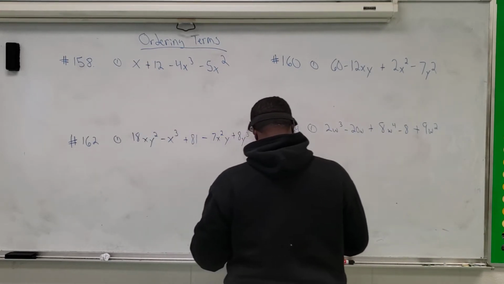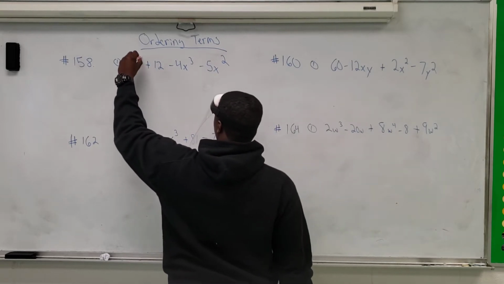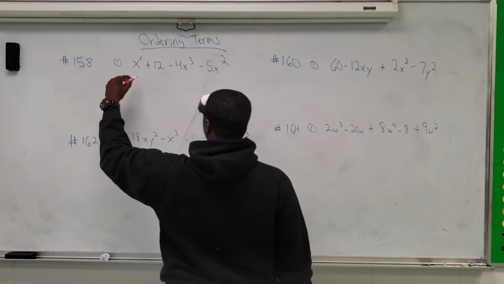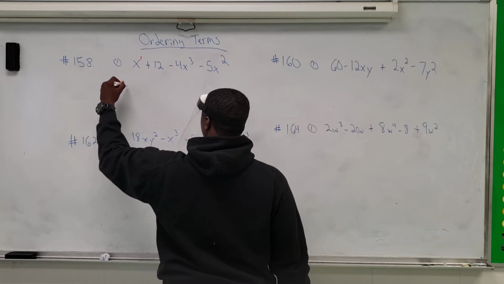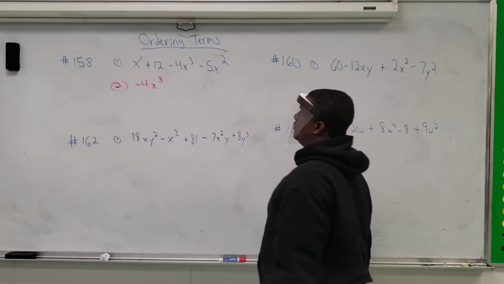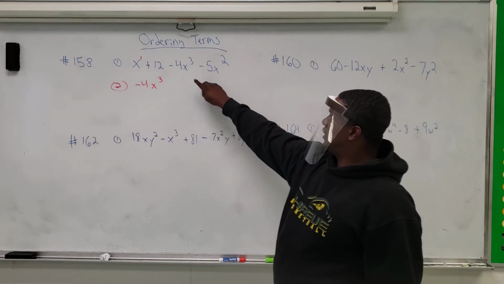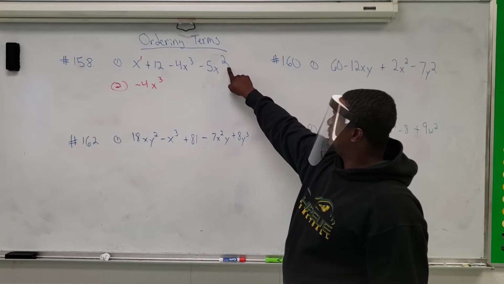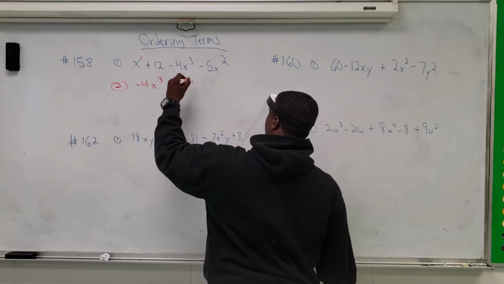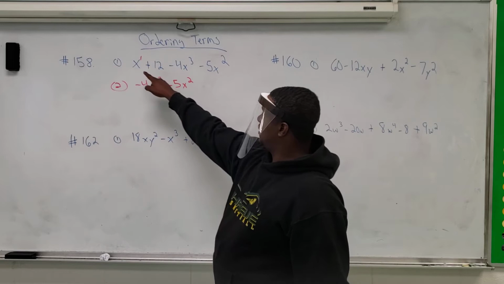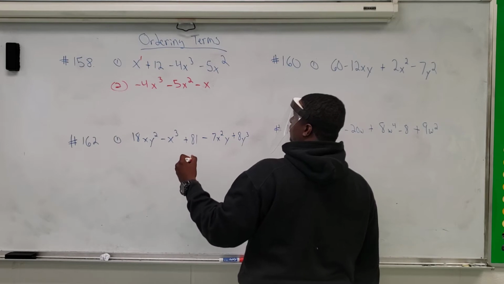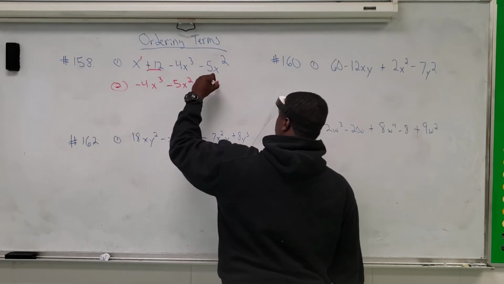This is x to the first power, third power, second power. 3 is the highest, so I bring down this term: negative 4x cubed. Then I have my next term of x, which would be negative 5x squared. And then my last x will be x to the first power and my constant, plus 12.